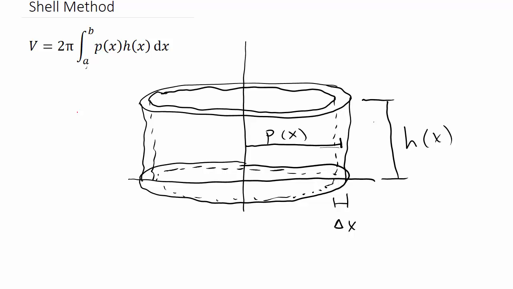Alright, so here's the fourth example using the shell method. So the formula is the volume, V, equals 2 pi times the integral a to b of p of x. P of x is your radius to the outer of the shell, or the rectangle. We'll draw a rectangle to represent the outer shell, times h of x, which is the height of the shell or the height of the rectangle, times the thickness of the shell or the thickness of the rectangle, the dx or delta x.